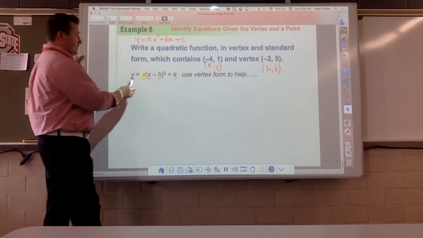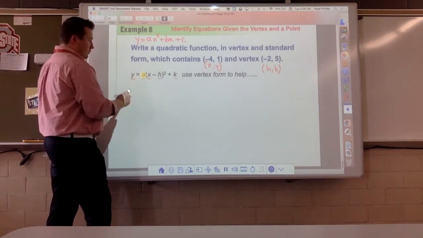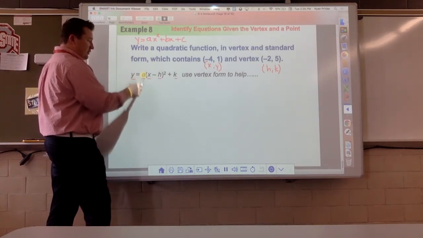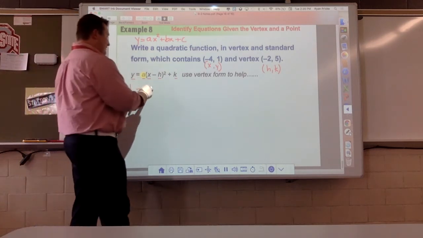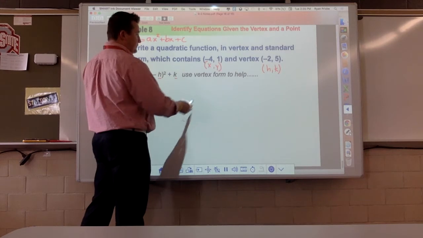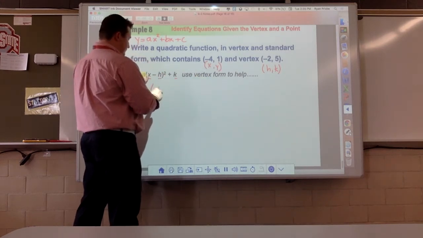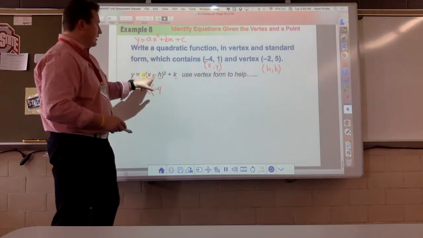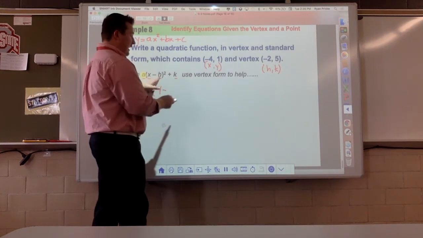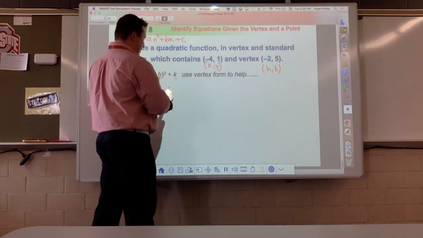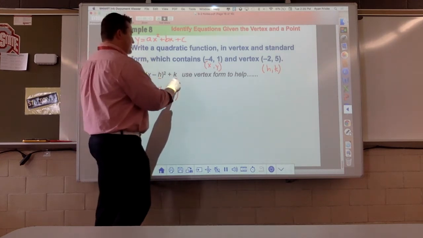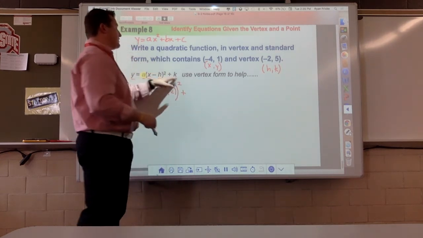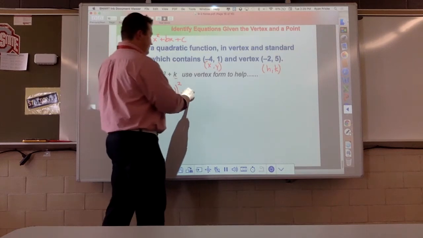Great. Maybe you did that. Maybe you didn't. What number is y? Well, y is 1. What number is a? It's not known. That's what we need to find. All right. X minus h. X value, -4. Minus h value. Be careful. -2. This is squared. Plus my k value, 5.